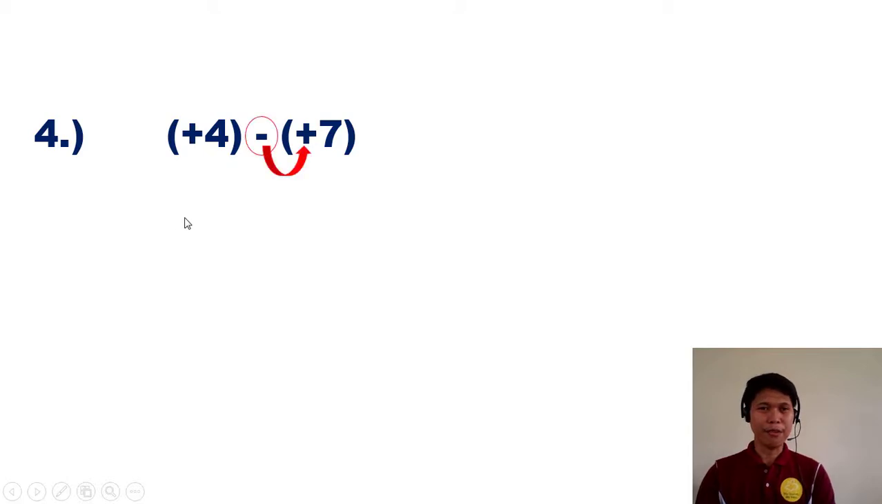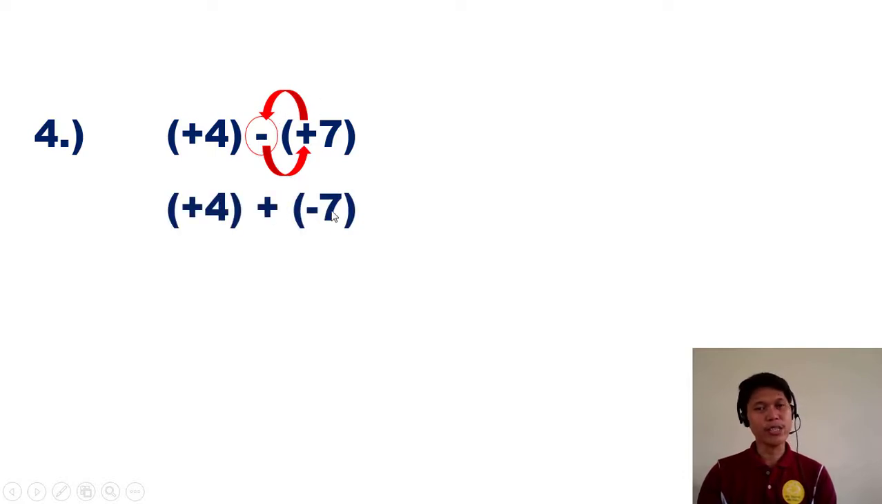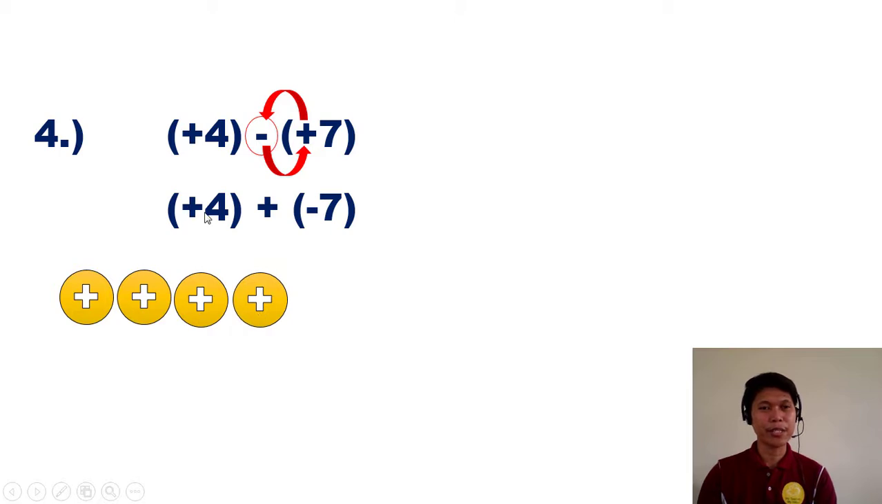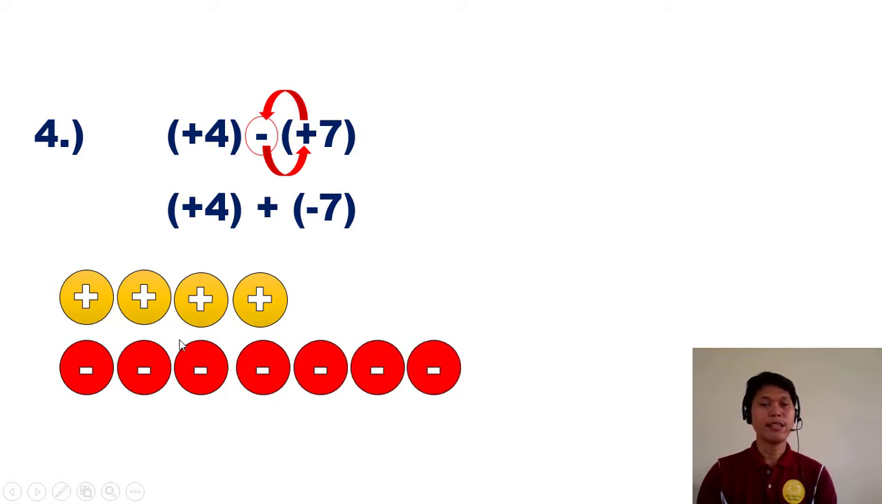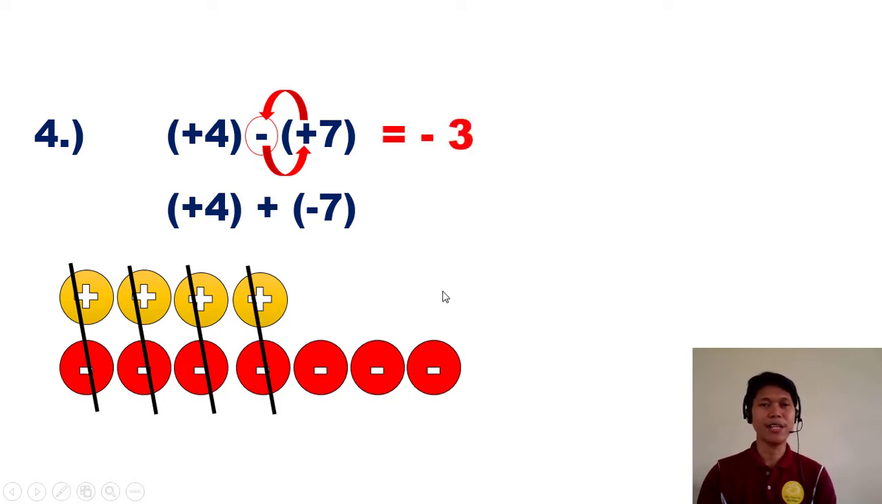Okay. Number 4, positive 4 minus positive 7, sorry. Okay, so positive 4. Since we are dealing with subtraction, we are going to combine the two to make it a single operation. Since they are unlike signs, we can interchange, and then after that, we can already perform the drawing of the counter tiles. We have positive 4 and negative 7. 1, 2, 3, 4, 5, 6, 7. And then 0 pairs. And we have the remaining 3 negative tiles, so we have negative 3.